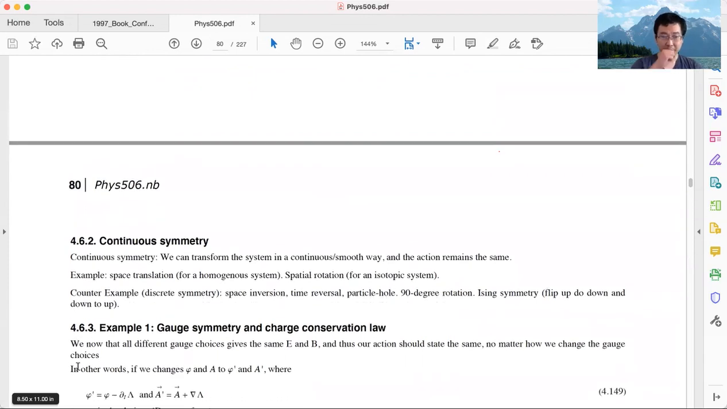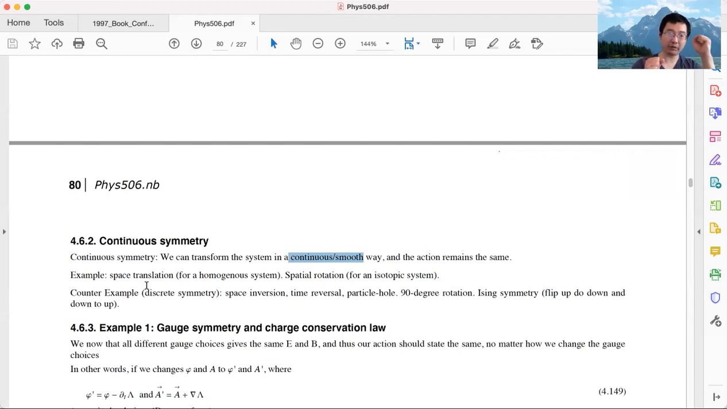And what is continuous symmetry? Continuous symmetry means the transformation we use to define the symmetry can be done in a smooth and continuous way, which means it can be done gradually and smoothly. For example, space translation. This is the so-called continuous symmetry.